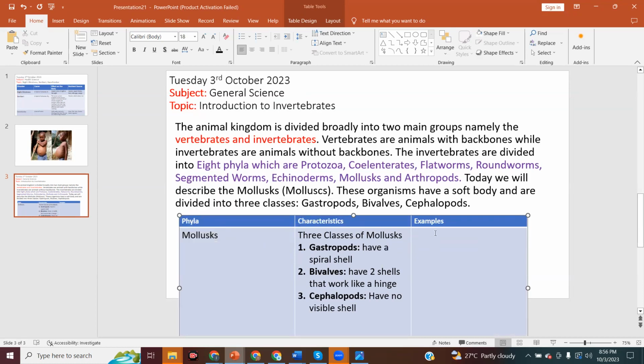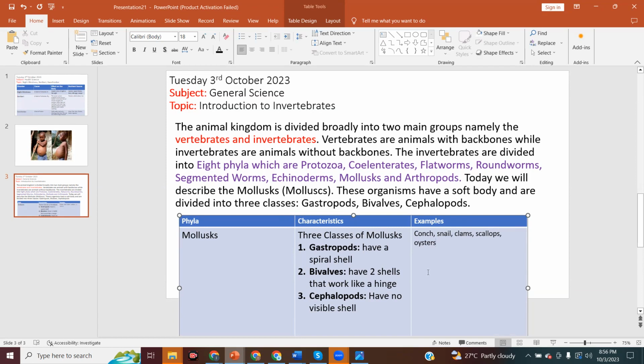Now, examples of mollusks is gonna be, like we talk about, the queen conch. We know the all too familiar snail. And you have clams. And you have scallops. And you have oysters.